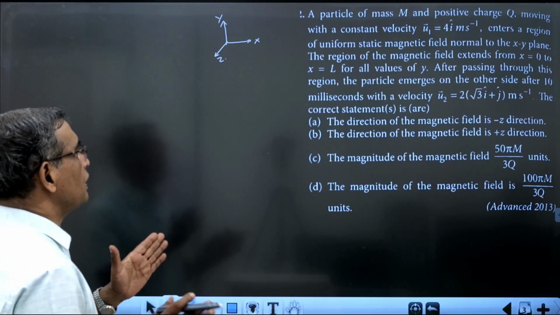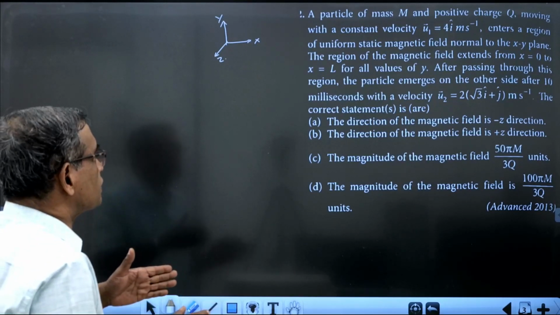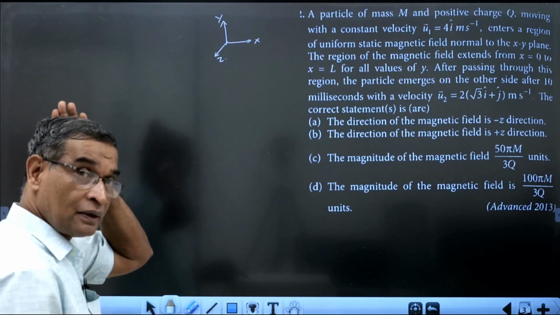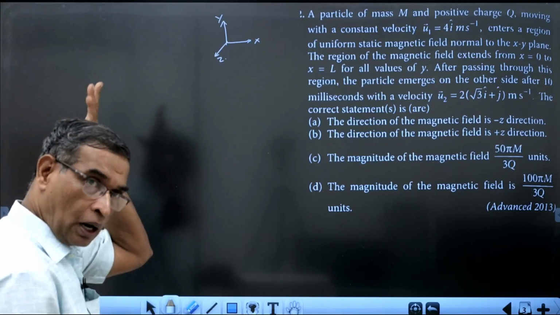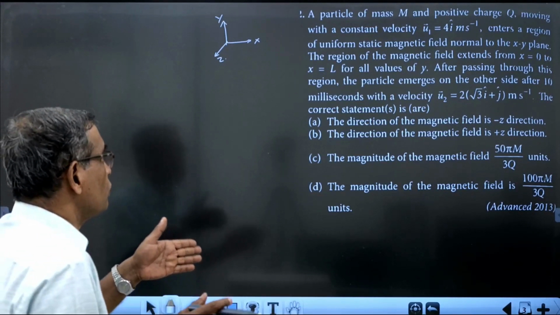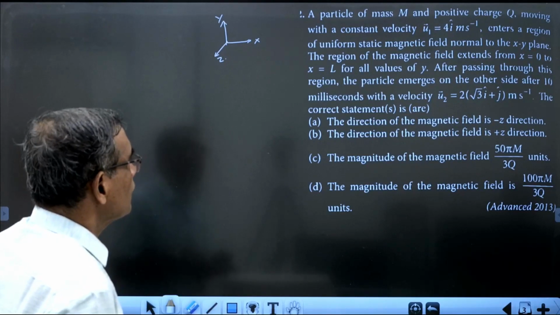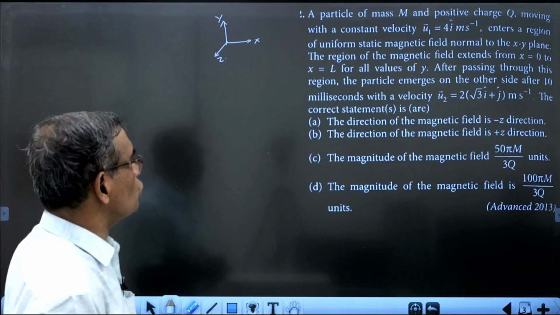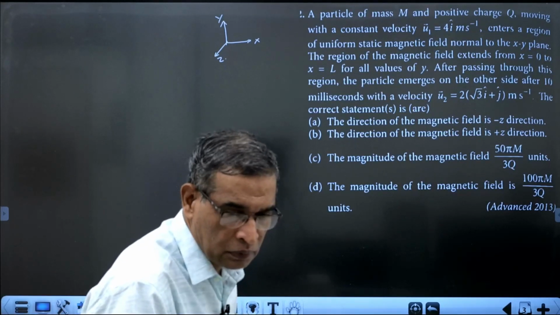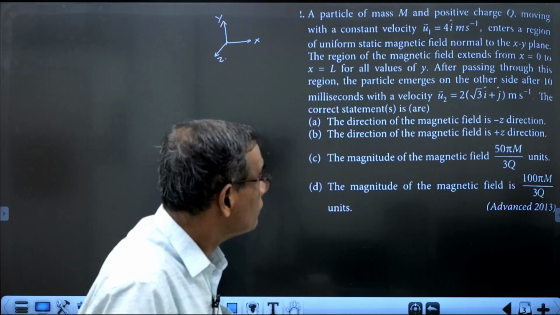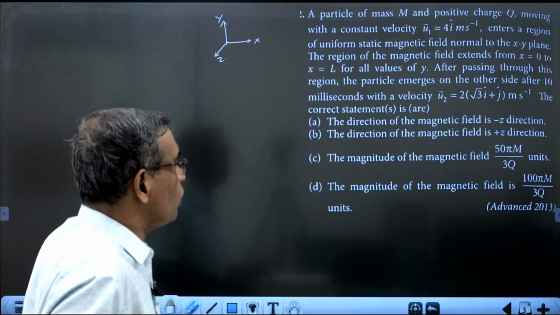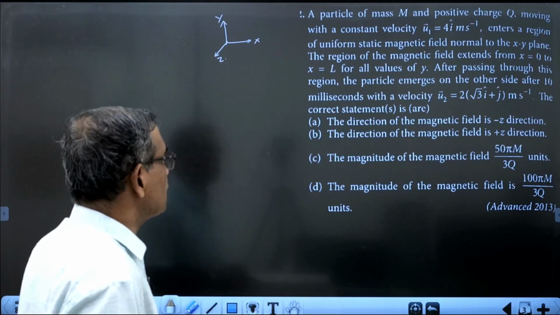And up to where the magnetic field exists, they said it exists up to x = L for any value of y. So it extends along the y direction up to infinity, but along the x direction it is a limited region, up to x = L. After passing through the region, the particle emerges on the other side after 10 milliseconds with the velocity u2 equal to 2 root 3 i plus 2j meter per second. Then the correct statement.